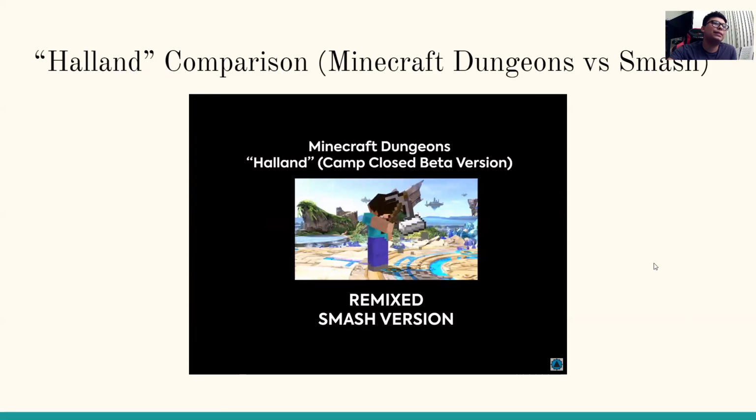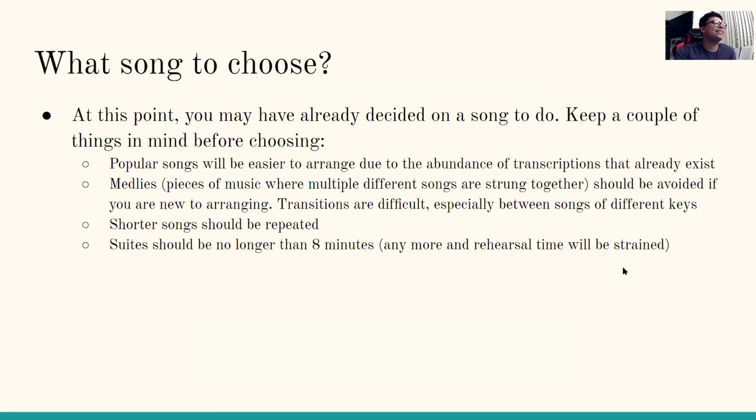All right, so what song to choose? At this point, you may have already decided on a song to do, but keep a couple of things in mind before choosing. Popular songs will be easier to arrange due to the abundance of transcriptions that already exist. I hate to use Mario again, but there's a billion transcriptions of Mario out there. If you want to do a Mario song, it'll be super easy.